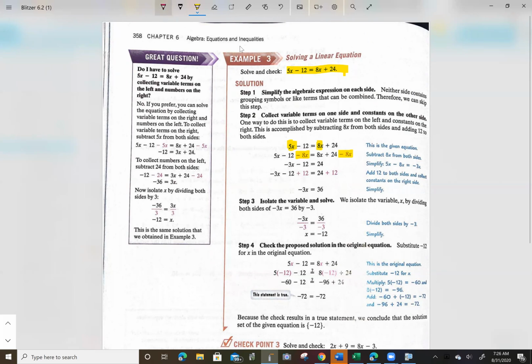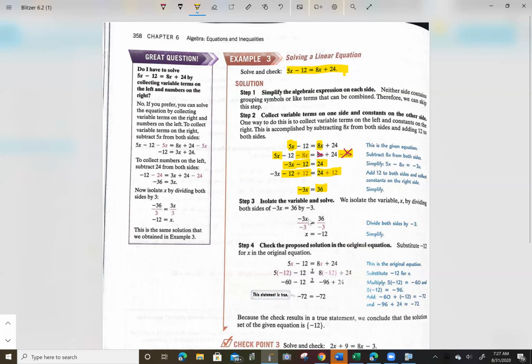So what that means is that on the right-hand side, those x's cancel out now. And on the left-hand side, we have 5x minus 8x, which gives us negative 3x. Minus 12 stays the same, and now we just have 24 left over on the right-hand side. So next, it's going to add 12 to both sides, so it cancels out on the left-hand side, and then we need to simplify 24 plus 12, which is equal to 36. And we have negative 3x on the left-hand side.